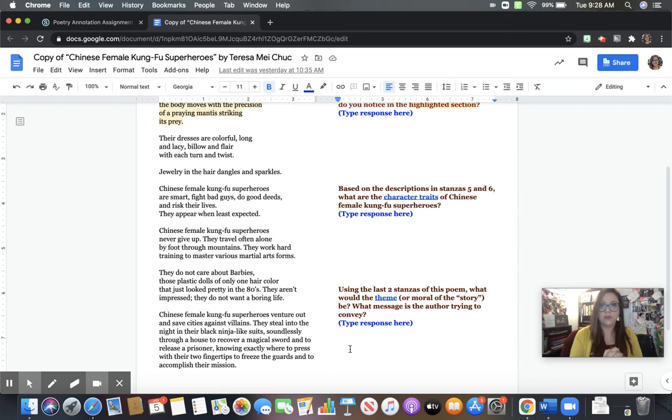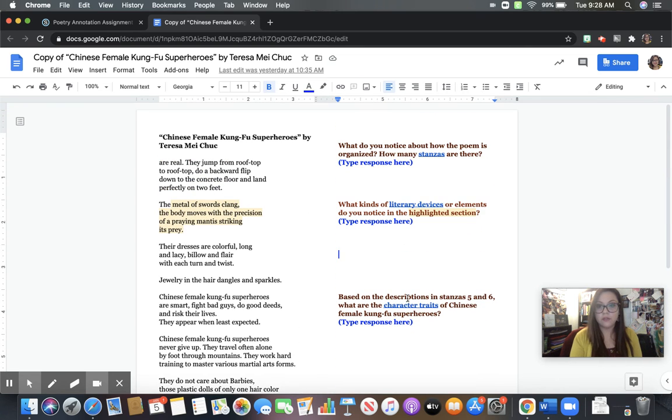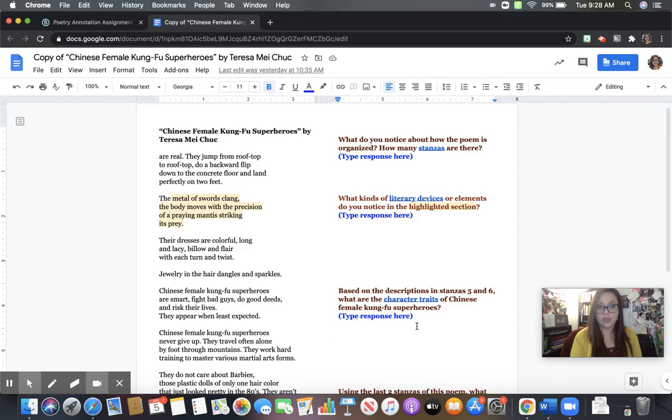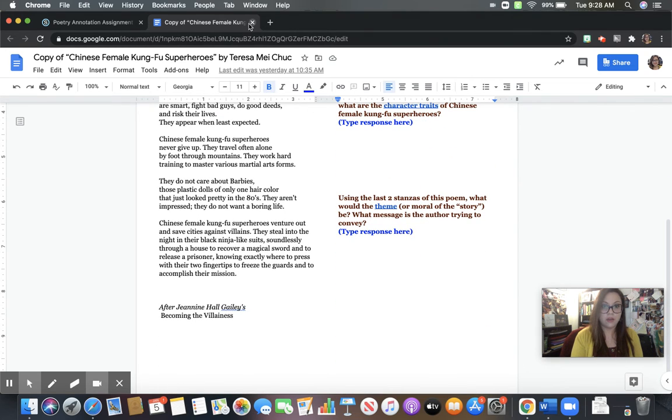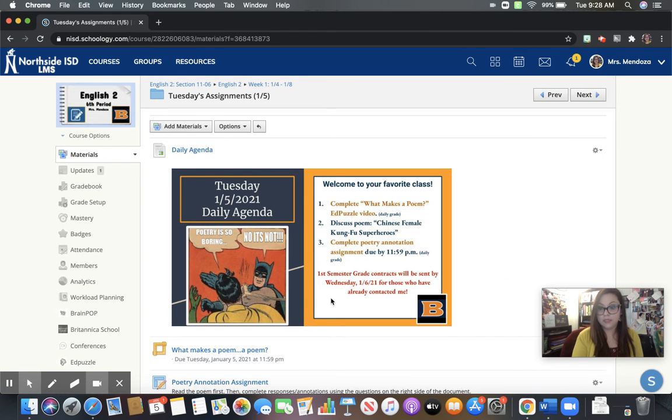Think about what you know about stereotypes, or what you know about superheroes, especially female superheroes. But what's interesting about Chinese female Kung Fu superheroes, and thinking about what that has us think about in terms of the human condition, right? So you'll just type in some notes. There's no right or wrong answer, but definitely use the resources that are linked in here for you today. And both of these are daily grades. And if you are on Zoom today, we are going to complete some of this together.